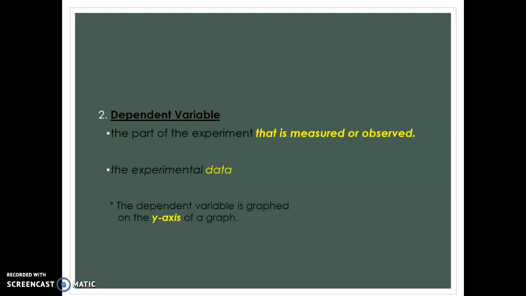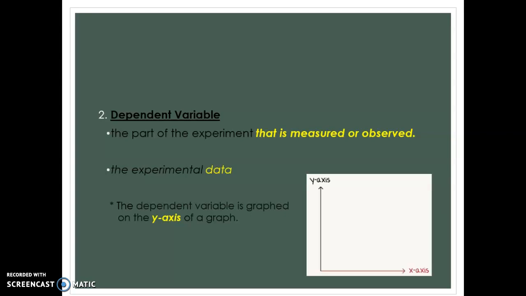In our brine shrimp lab, our dependent variable was the living brine shrimp that we counted after we allowed them to hatch. The dependent variable is graphed on the y-axis. So if we look at our graph here, we have the line on the side, or the vertical line. That is our dependent variable.